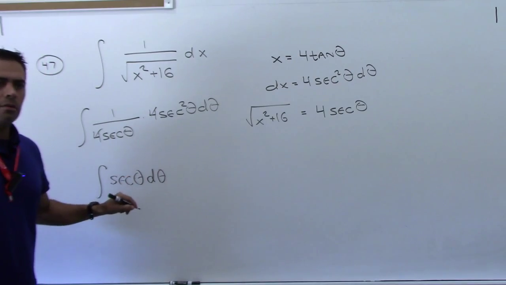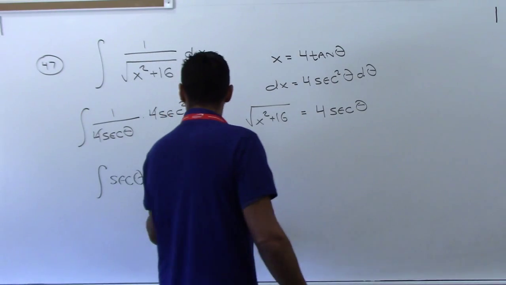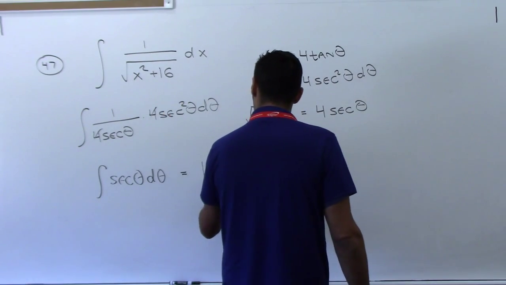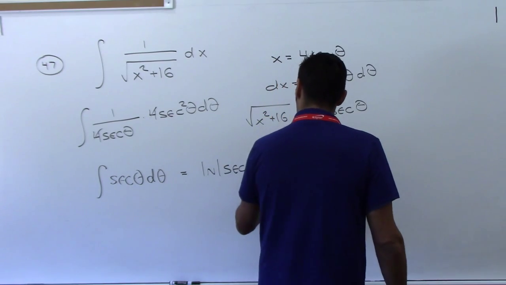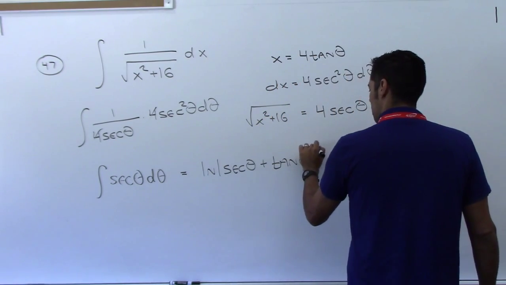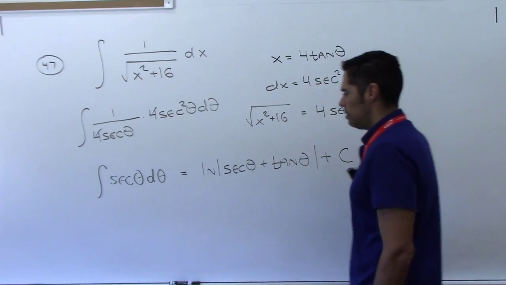We good so far? And then that's just a formula, right? What is it? Natural log of secant theta plus tangent theta. Let's see. And then the triangle.